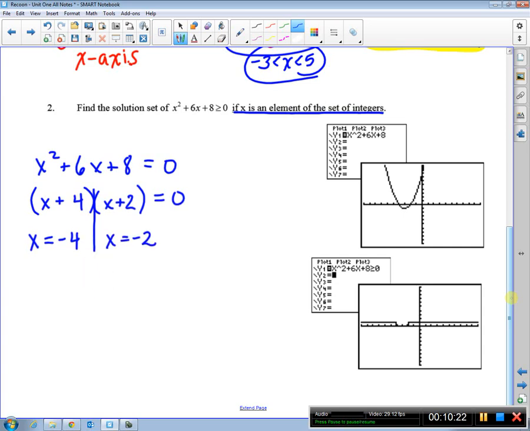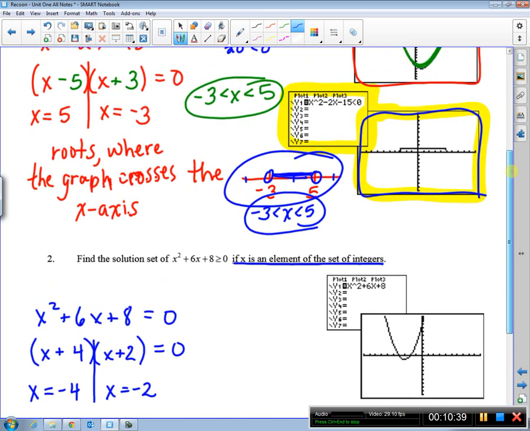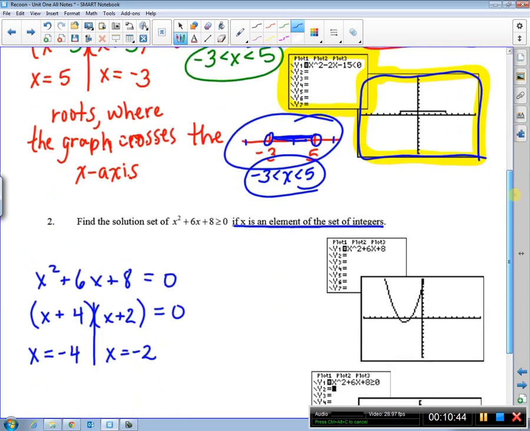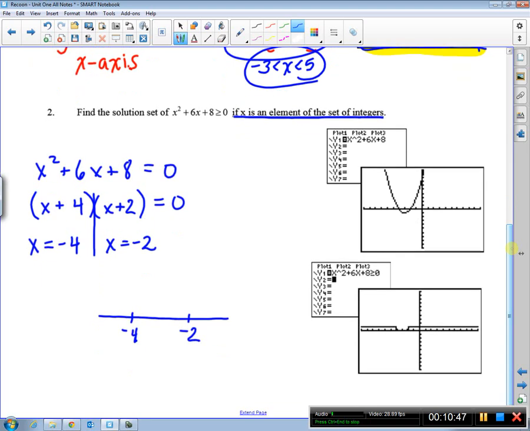Roots are -4 and -2. Okay. Now we could say we're going to test a number in each section. We could interpret the original inequality as greater than or equal to 0. And we could put the inequality in our calculator. Let's do all three ways again. This one is greater than or equal to 0.